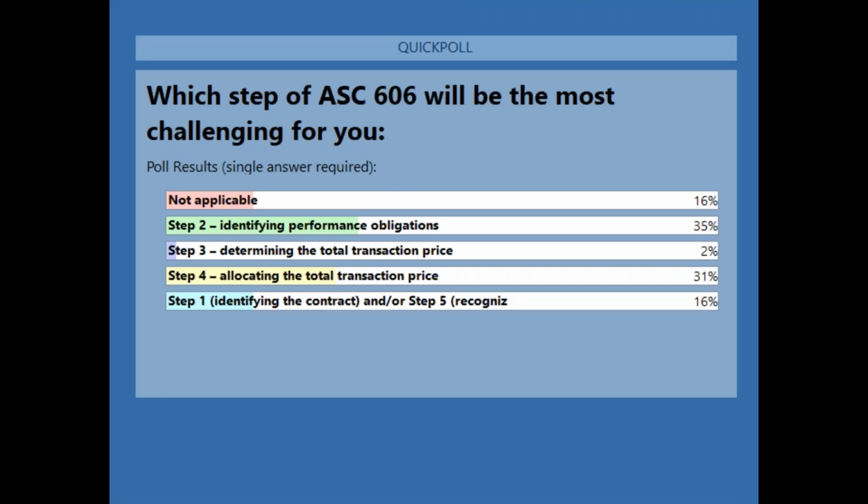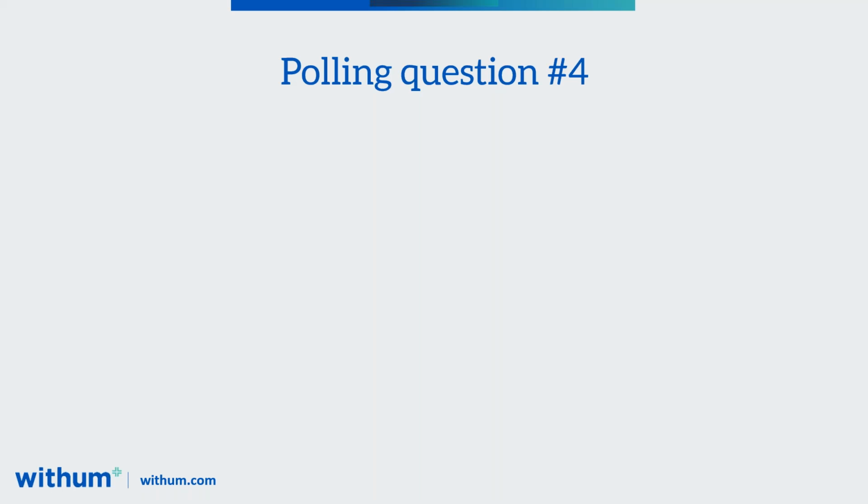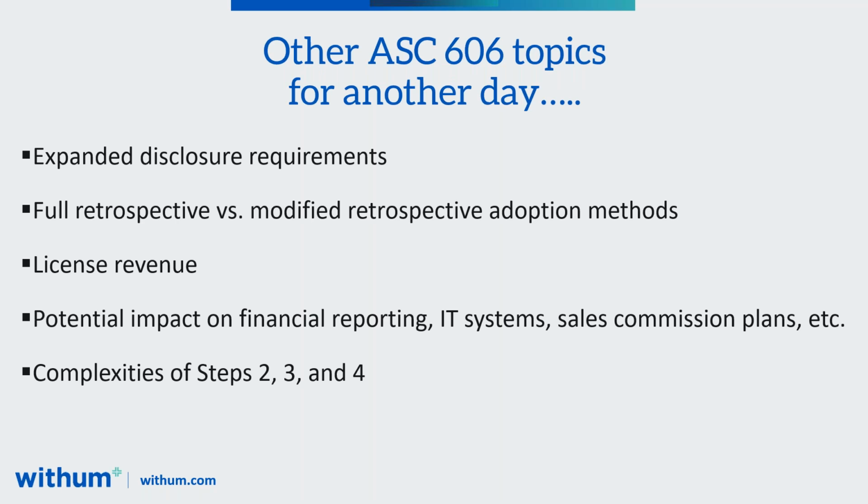And looks like our top vote is step 2, identifying performance obligations. Not a surprise. And step 4. Yes, I agree, but there's a good point in there that depending on your fact patterns, sometimes it's the other steps that can be problematic. And in many, many cases, none of them are problematic. So thanks for your responses.